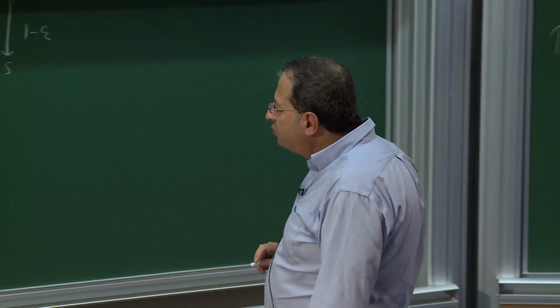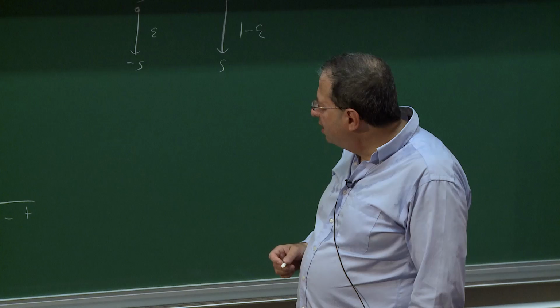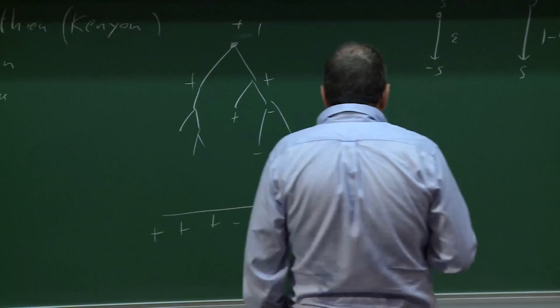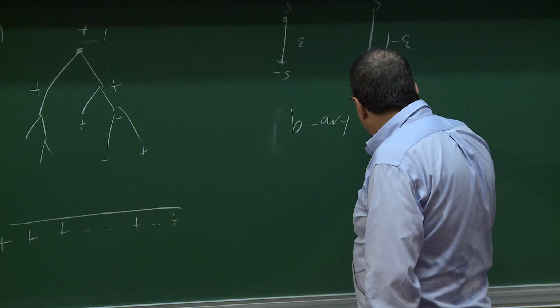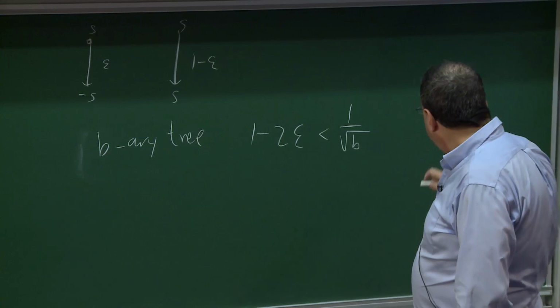So we started thinking about this problem. You may want to think of it first on the binary tree, but we understand it on any tree. Let me just tell you the answer. I don't have time really to explain the techniques, but the key thing is, let me explain it for the Beery tree. So if 1 minus 2 epsilon is less than 1 over square root of b, then information dies out.